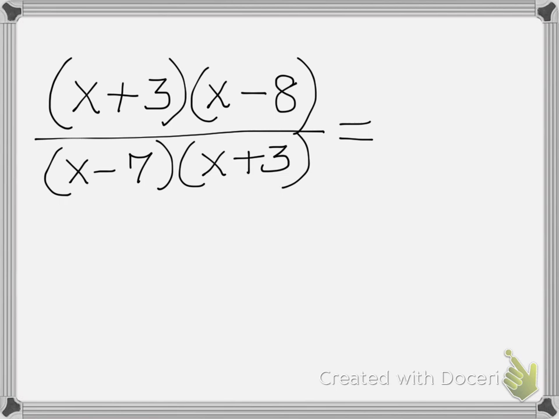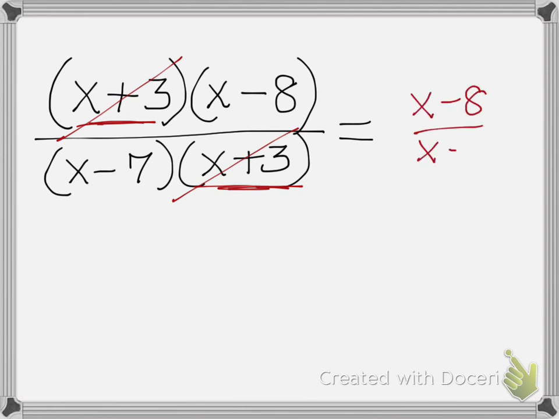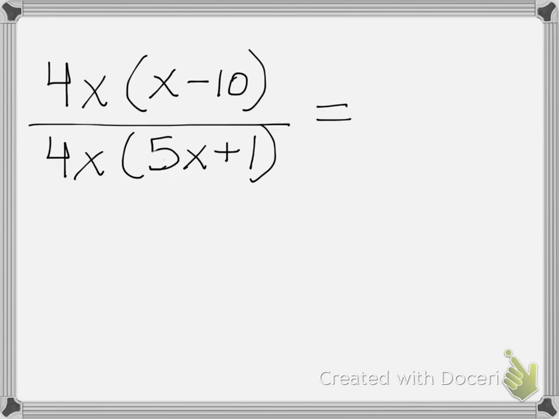For example, I see x plus 3 in the numerator, and I see the same thing in the denominator. They divide out to equal 1. And my final answer will just be x minus 8 over x minus 7, since that's what's left. All right, let's look at another example.